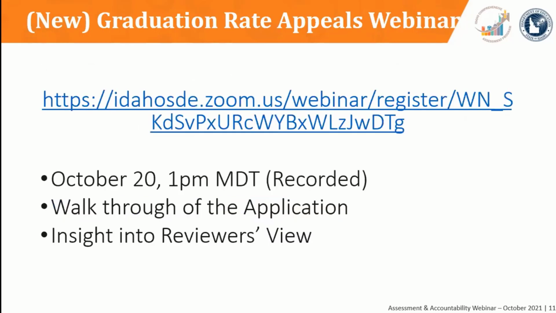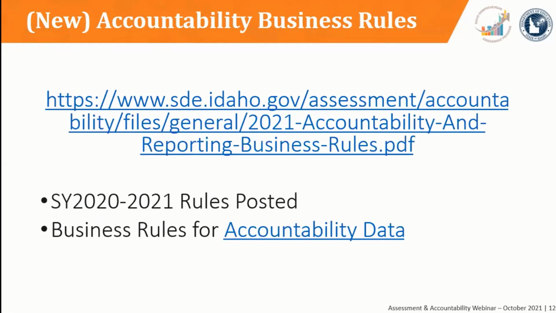To prepare you for the upcoming appeals window, we are hosting a graduation rate appeals webinar on October 20th, 1 p.m. Mountain Time. Please use the link to register in advance for this webinar. I will walk you through the preview and appeals applications and offer insight into what we look for as we review your submission. This webinar will be recorded.